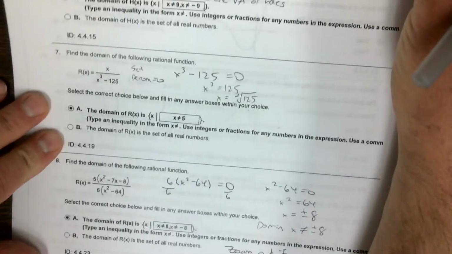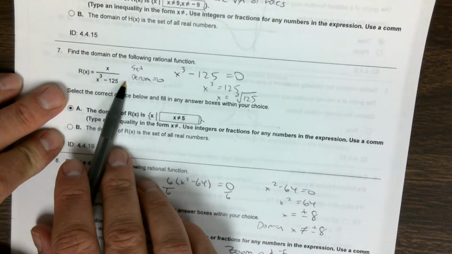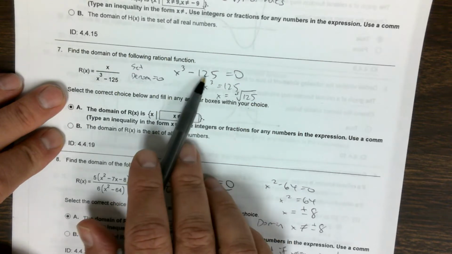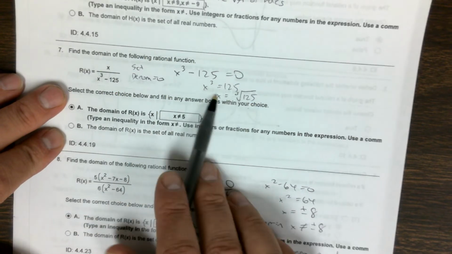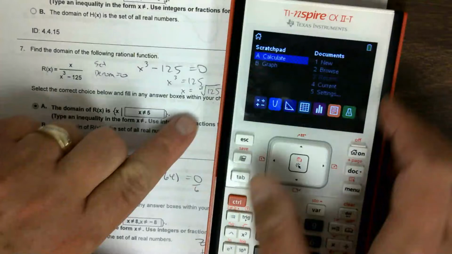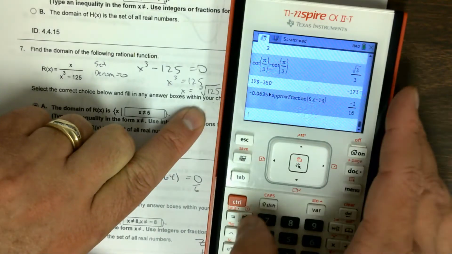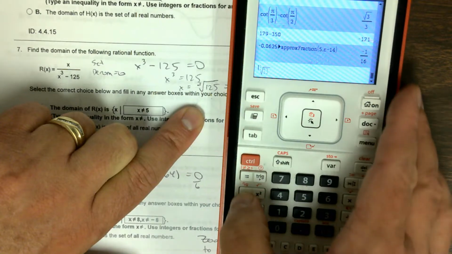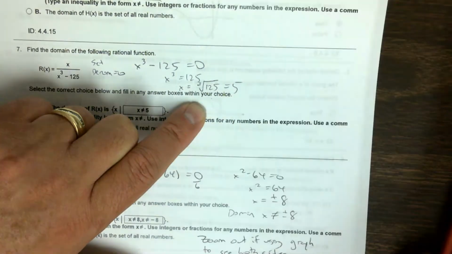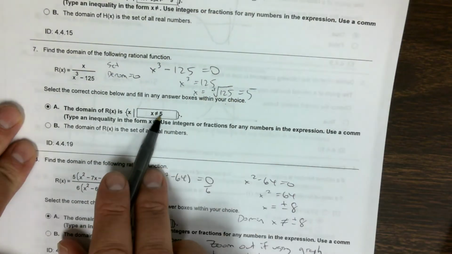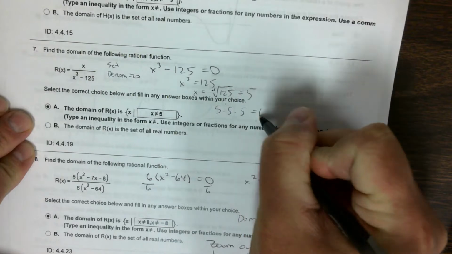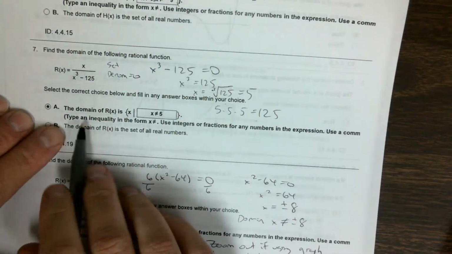Now on this end, you want to set your denominator equal to 0, and so we have x cubed minus 125 equals 0. So move it over, you get positive 125, then take the cube root and you get 5. So if we go to calculate, and then this button right there, control caret, you could say the third root of 125, and there's your answer, 5. So basically it's not 5. In other words, you could say 5 times 5 times 5 is 125. So your graph would be everything except for 5.